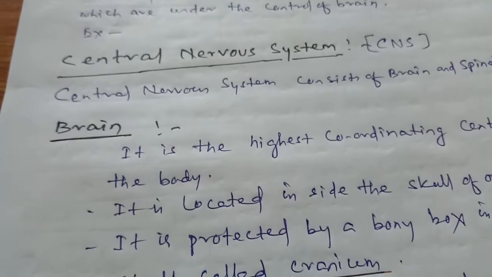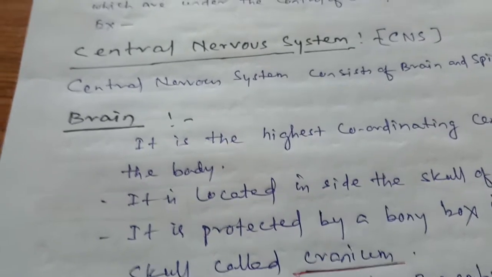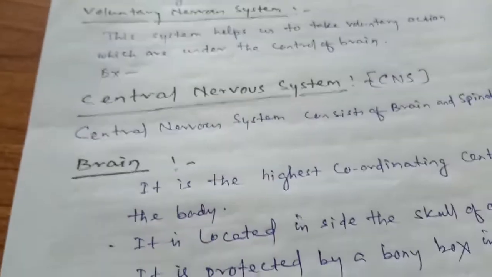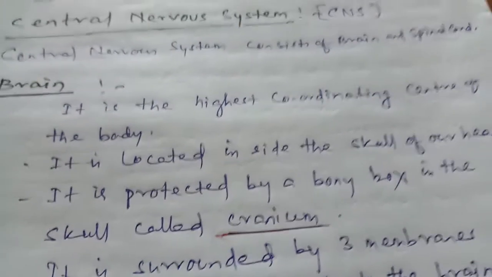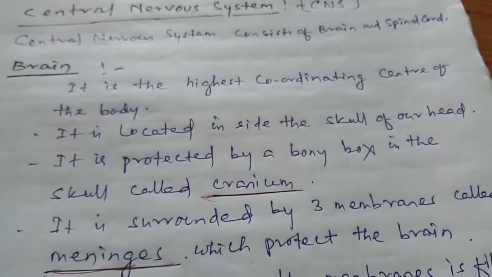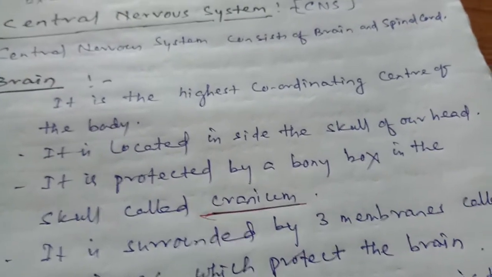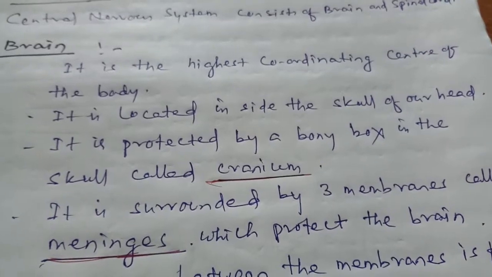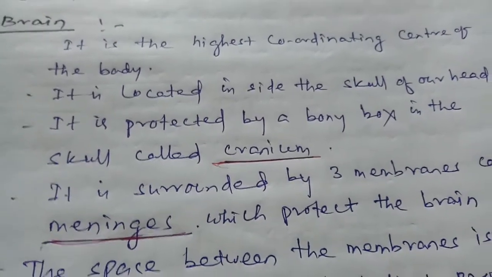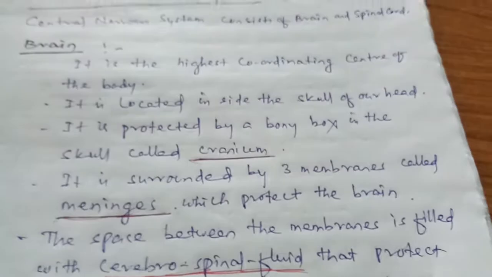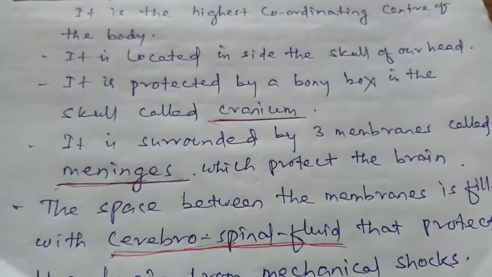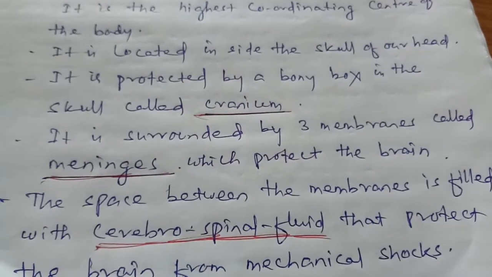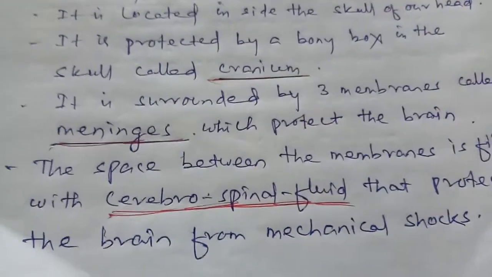Let us understand the two parts of the central nervous system, that is the brain and spinal cord. Students, the brain is the highest coordinating center of the body. It is located inside the skull of the head. It is protected by a bony box in the skull called the cranium. It is surrounded by three membranes called meninges, which protect the brain. The space between the membranes is filled with cerebrospinal fluid that protects the brain from mechanical shocks.